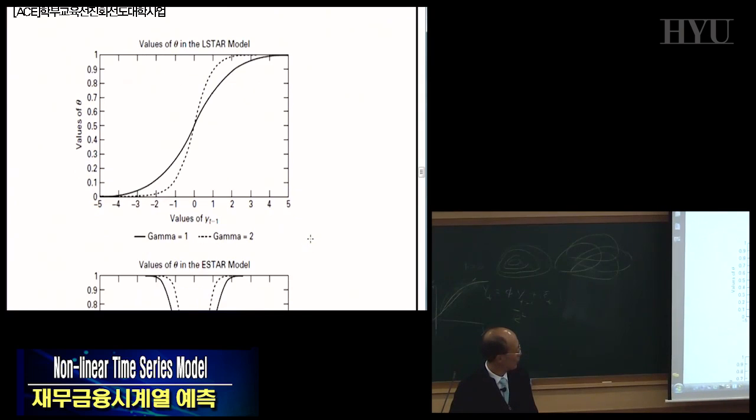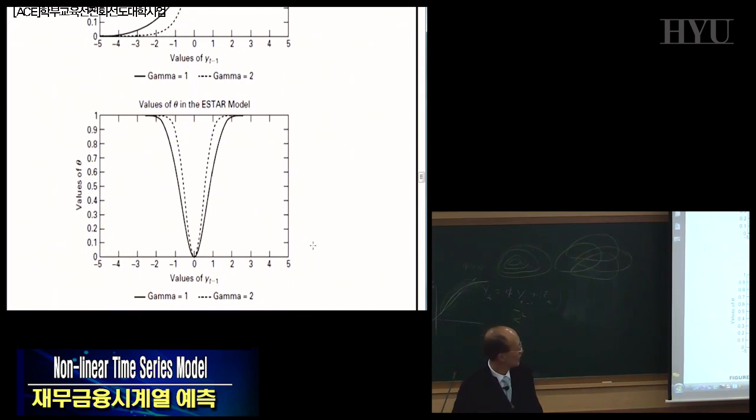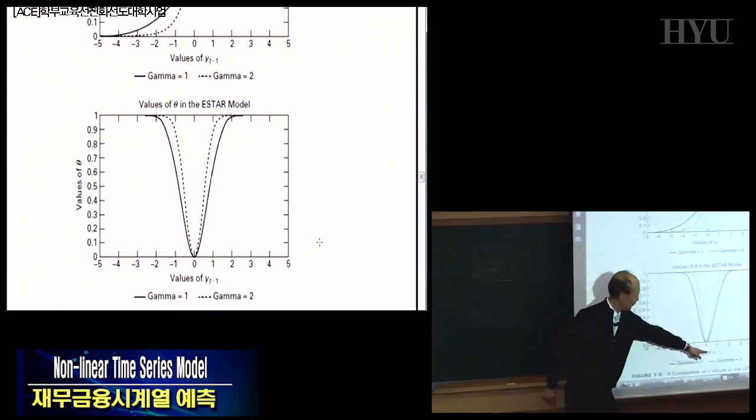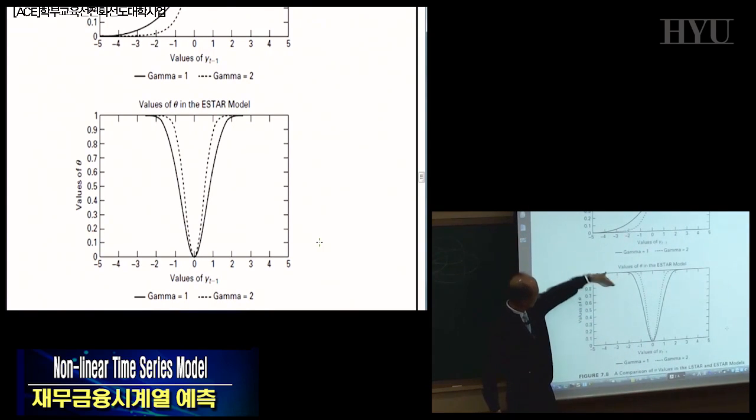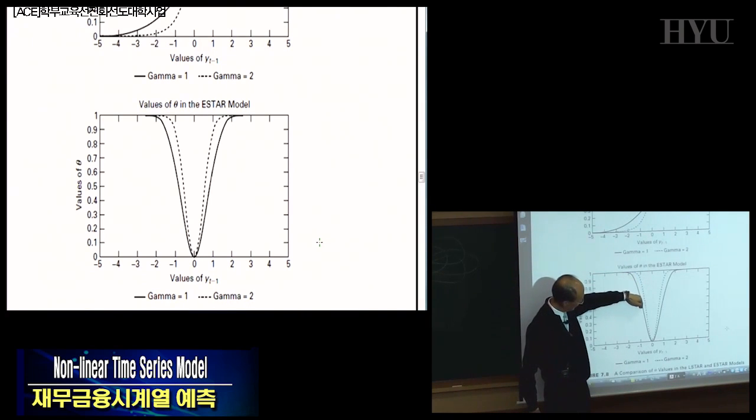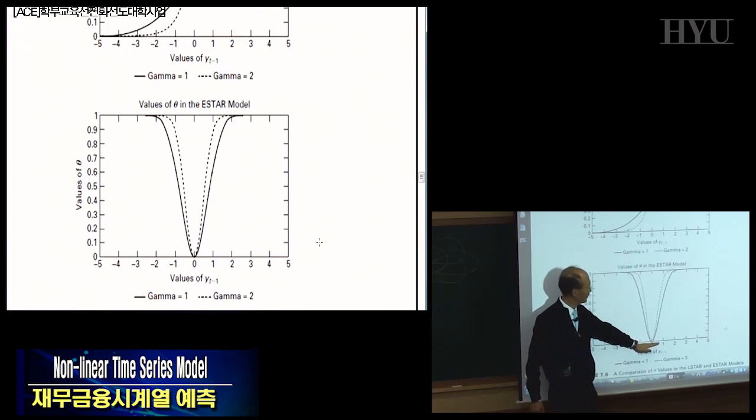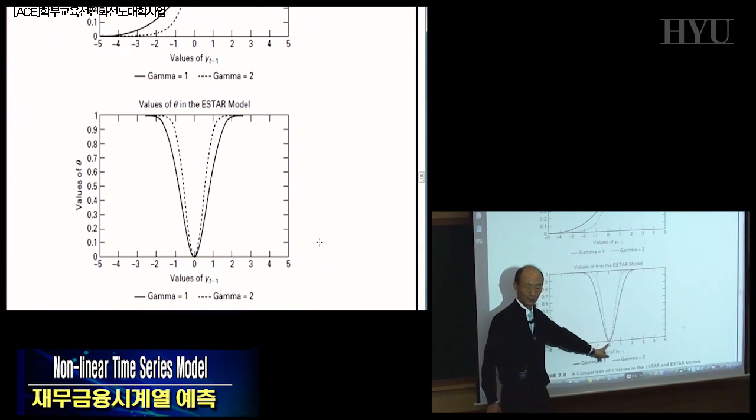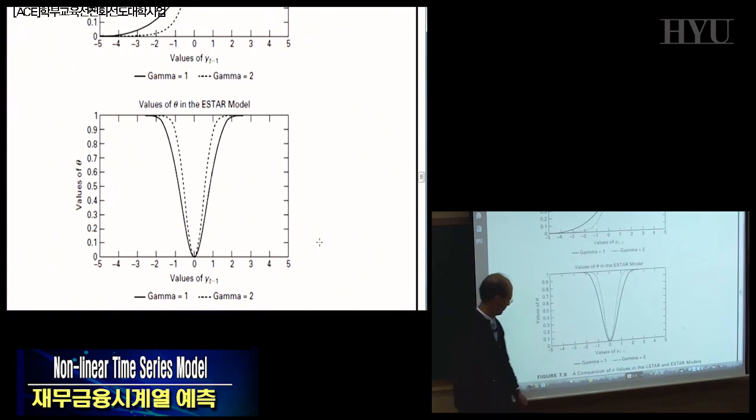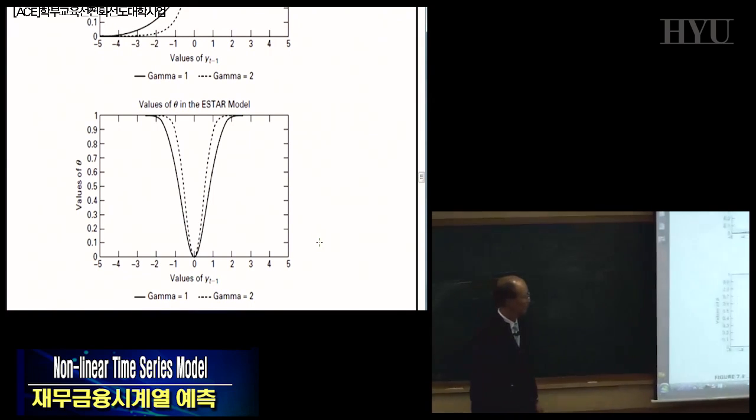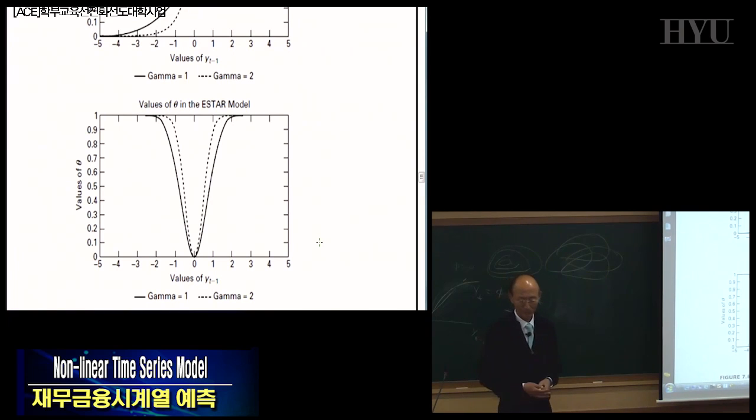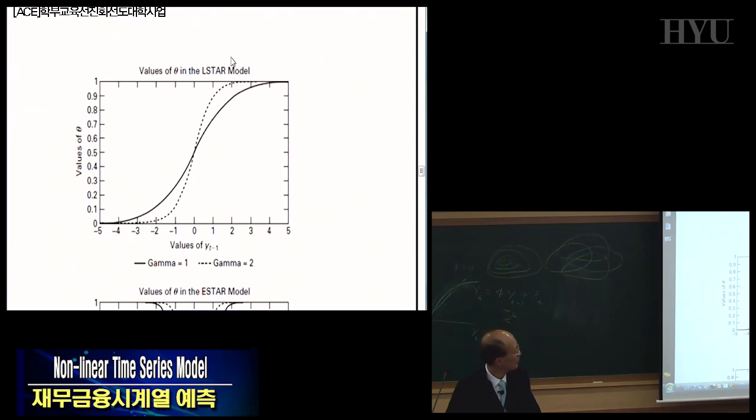How does the exponential function or E star model look? For the previous value in this region, function f has value 1 and then smoothly changes to 0, and similarly this way. Okay. So I've seen several applications usually using this logistic star model.